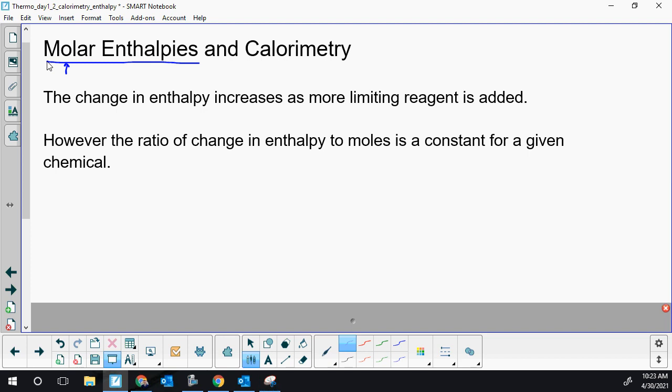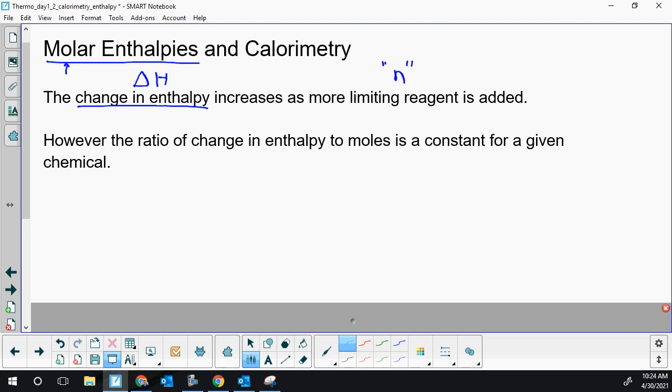So first I start with a statement that's really important to ultimately getting to the formula we're going to use. The change in enthalpy, so that is delta H, increases as more limiting reagent is added. We're going to measure that limiting reagent in moles. And that hopefully is an obvious statement. That's a chemical version. If I put more wood in a fire, you're going to get more heat. That's all this statement is saying. I put in more limiting reagent, I get an increased enthalpy change.